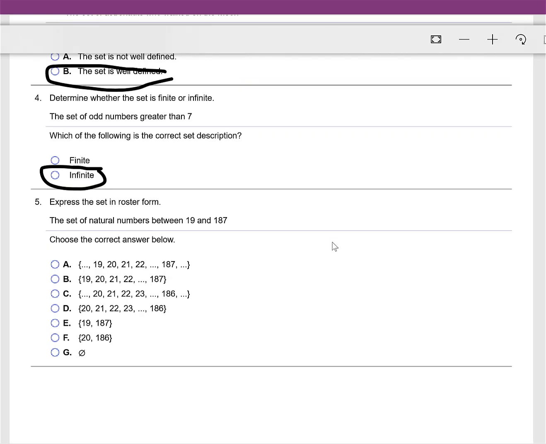Express the set in roster form. The set of natural numbers, so we need whole numbers, between 19 and 187. So we're going to start at 20 and we're going to go up to 186. So if we look in our choices down here, the correct answer for this is going to be D.